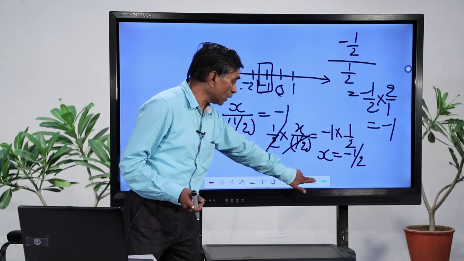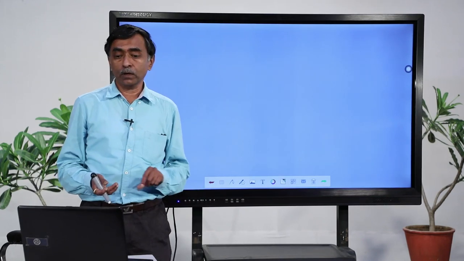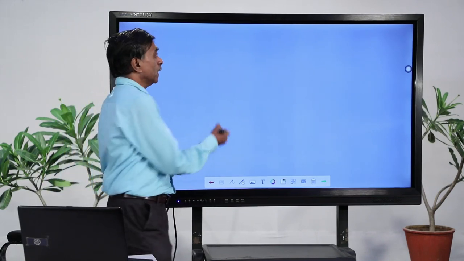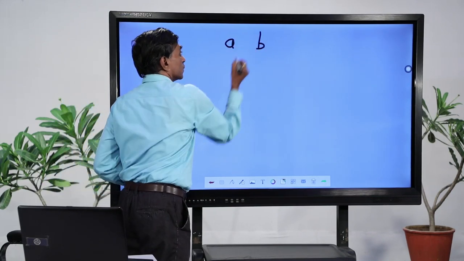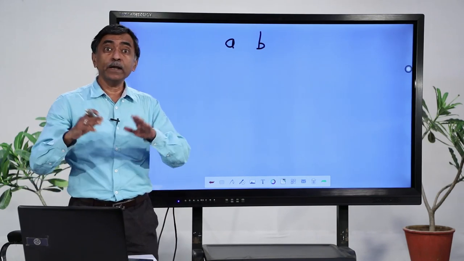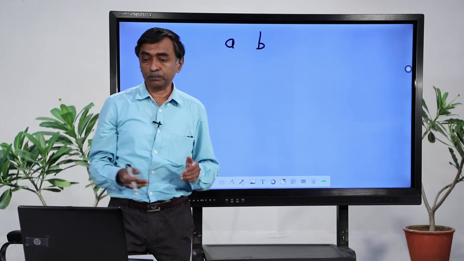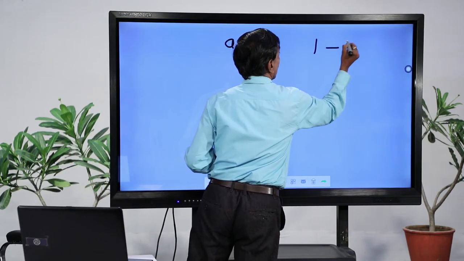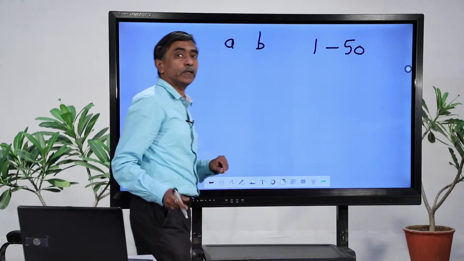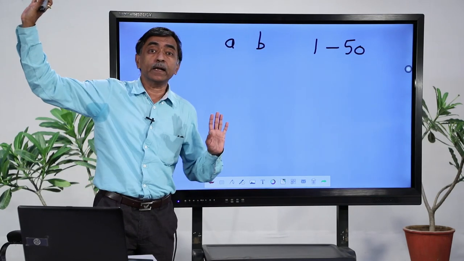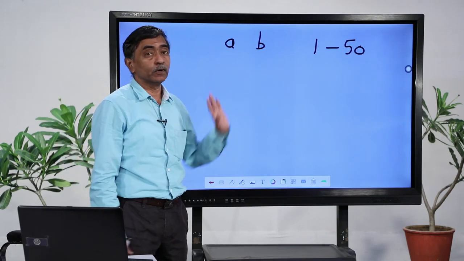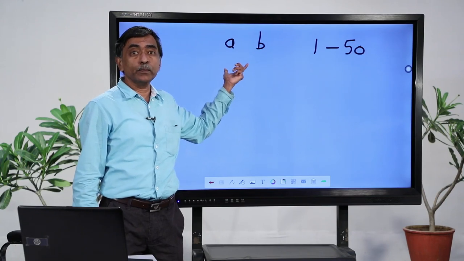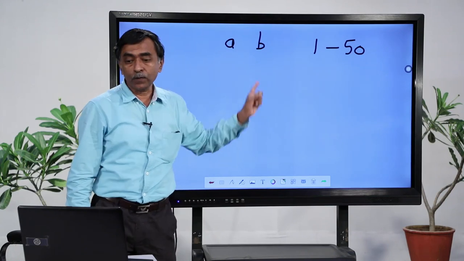So, in order to further look at this concept, let us see one more question, which says that A and B are two different numbers. Mind the words here. A and B are two different numbers taken from numbers 1 to 50. You have got a pool of numbers here, 1, 2, 3, 4, 5, 6, 7, 8, 9, 10, up to 49, 50. From these numbers you are taking two numbers A and B, and these two numbers are different from each other.